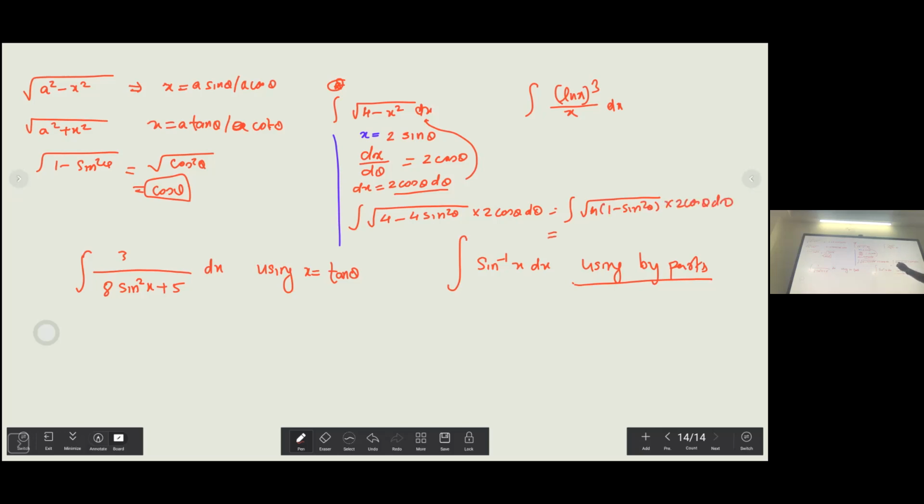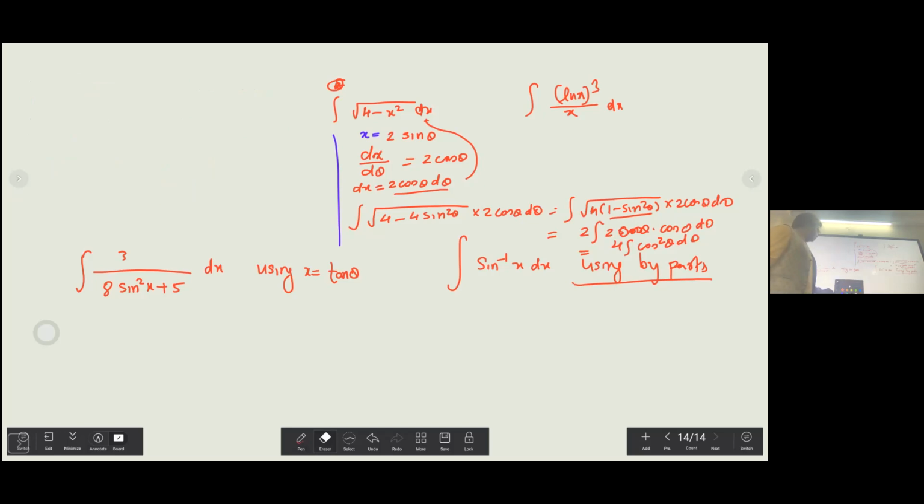This is going to become 2 root of 1 minus sine square theta, which is cos square theta. A root of that is cos theta. So it will become 2 times cos theta into 2 cos theta d theta, which is basically 4 integration of cos square theta d theta. So once you got 4 times integration of cos square theta, this is where we go back to those double angle formulas. So why I did the particular question. I'm just going to integrate that part now.